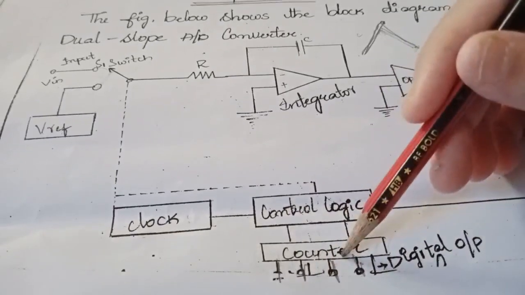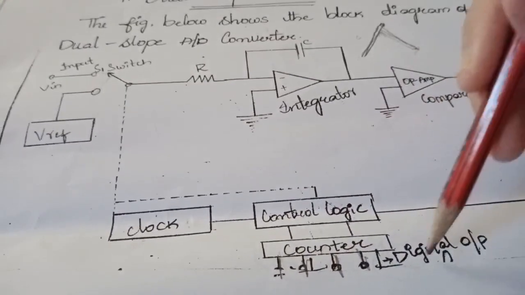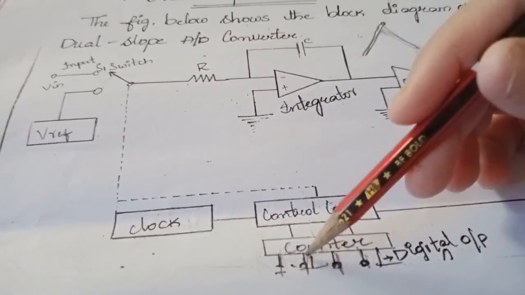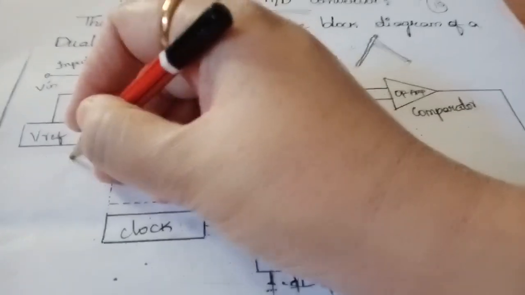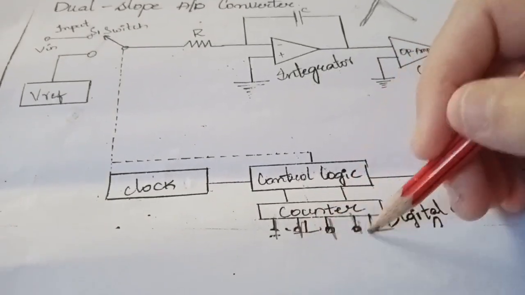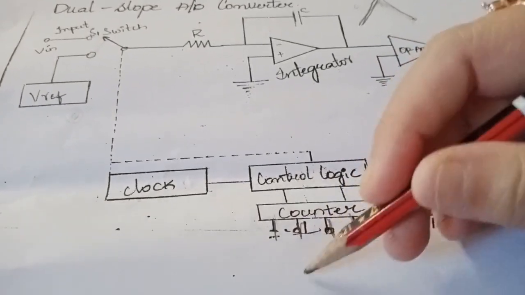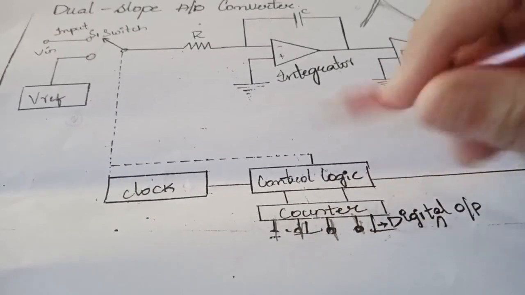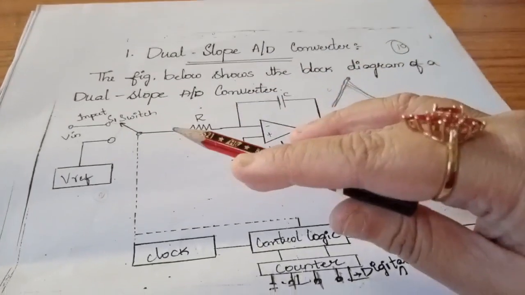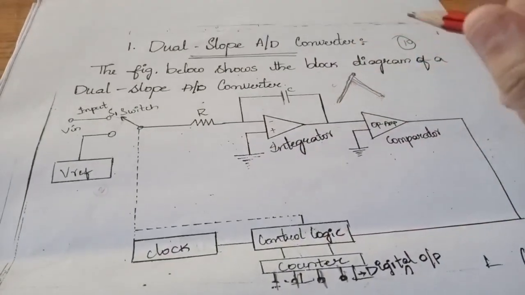It will count till the digital output reaches the reference voltage. For example, your reference voltage is 2. Okay, so it will count 000, 001, 010, 011. Then 11 is the reference voltage. Okay, we got the output. Whatever reference voltage we have given, that we got the output.